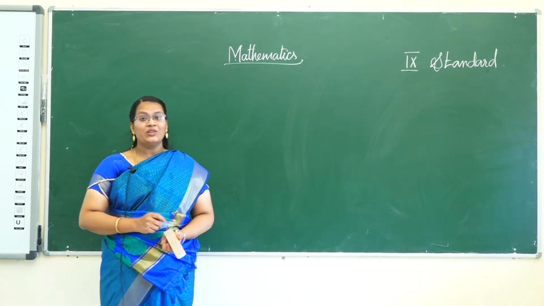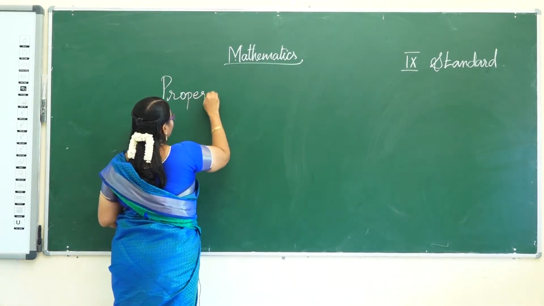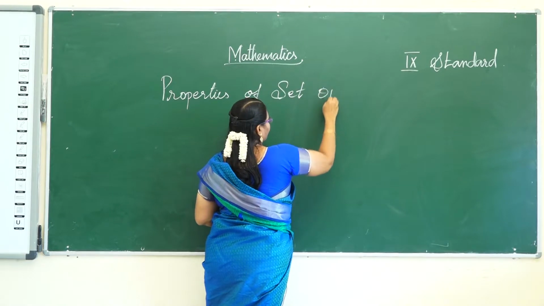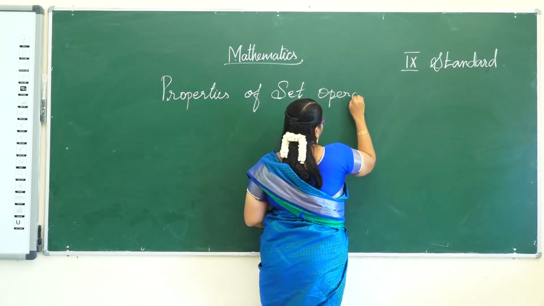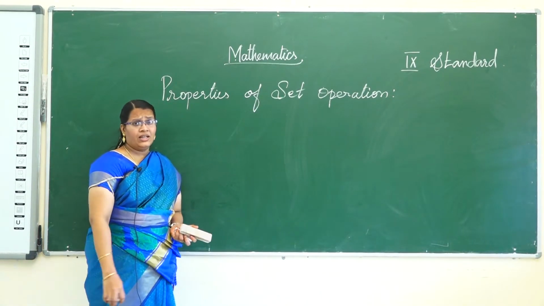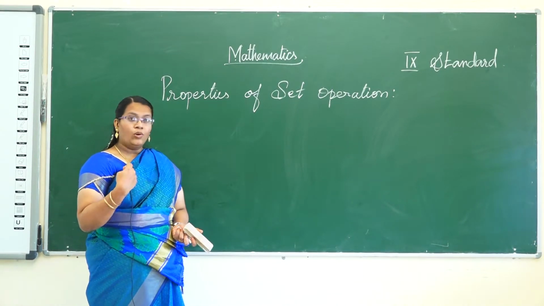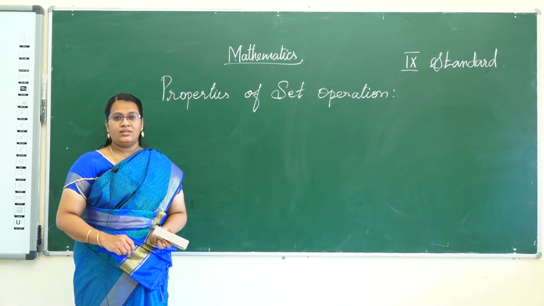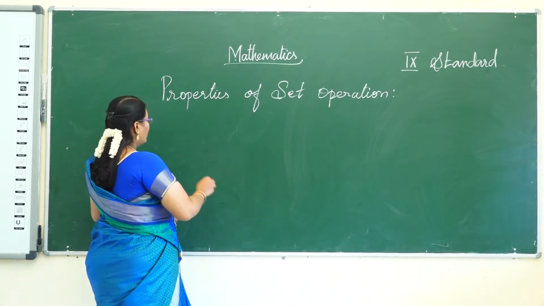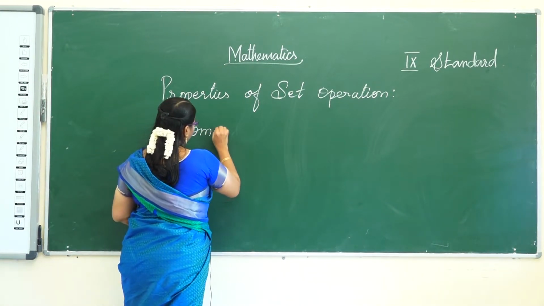Good morning everyone. Today we are going to study the properties of set theory, set operations. We already know the properties of integers, whole numbers, and rational numbers. In this chapter we learn the properties of set operations. Today we will learn three types of properties. The first one is the commutative property.